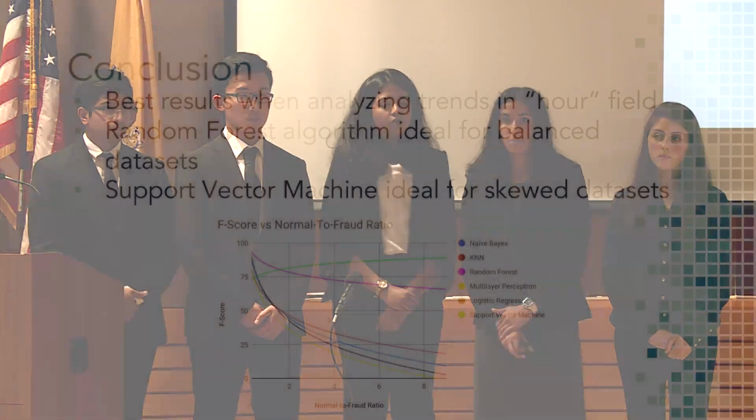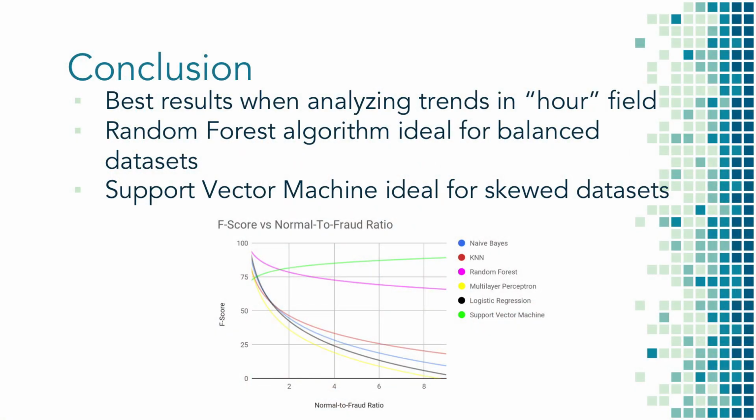So we had two main goals in this experiment. The first one was to determine the optimal combination of factors that a credit card company should analyze. And then the second was to determine the best performing algorithm. So in regards to the first goal, we determined that you get the best results if you analyze the purchase time, so the hour the transaction was made. And that was dependent on the F-score, which we saw was at a really high value for purchase time.